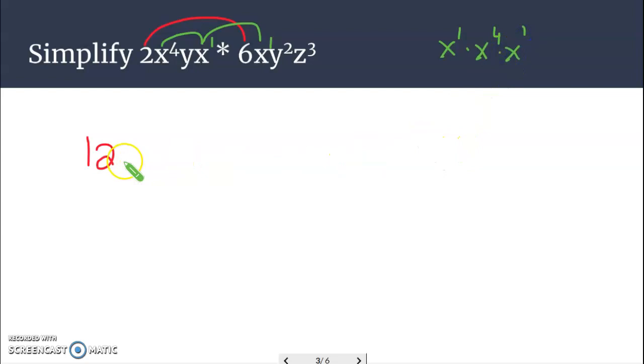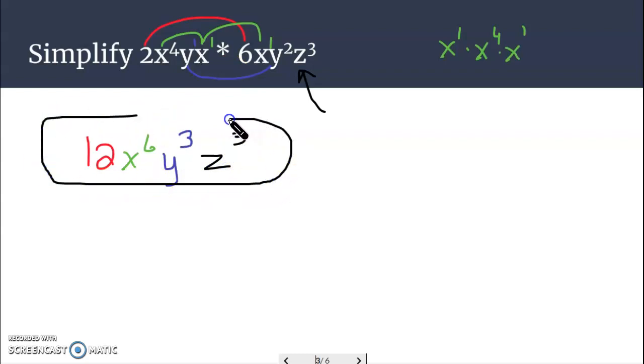What we do when you have like variables multiplying, simply add the exponents. This is going to give us x to the 6th. Let's look at the y's. We have y to the 1 times y squared, which gives us y to the 3rd. Notice there is nothing going on with the z, nothing to multiply, so we'll just leave that z to the 3rd. Final answer, 12x to the 6th, y to the 3rd, z to the 3rd.